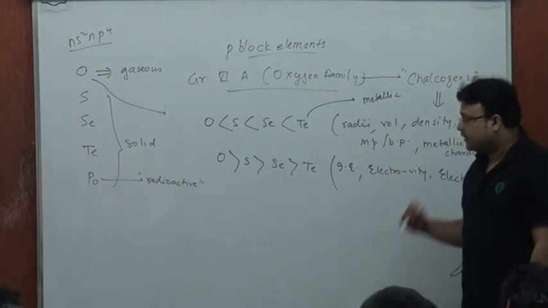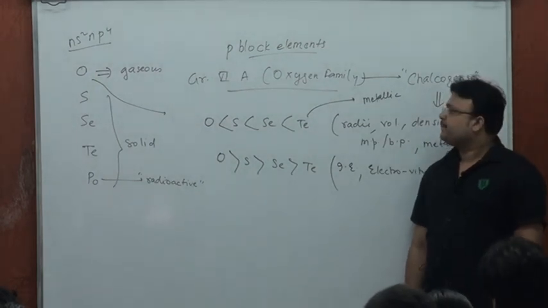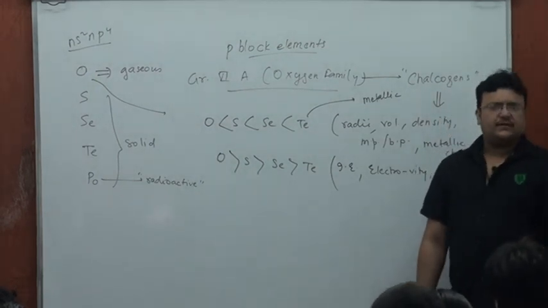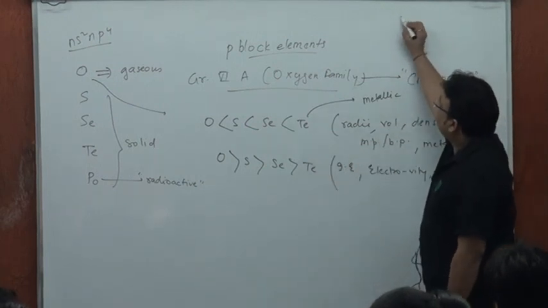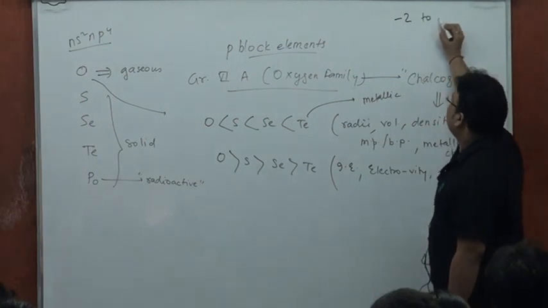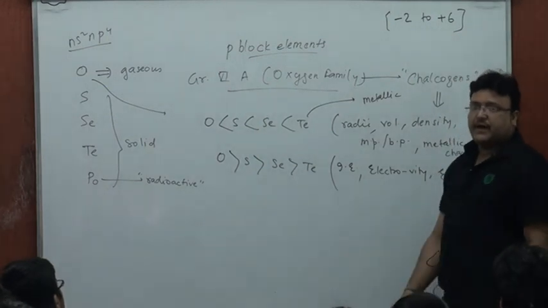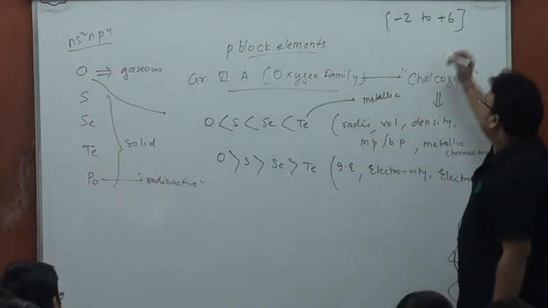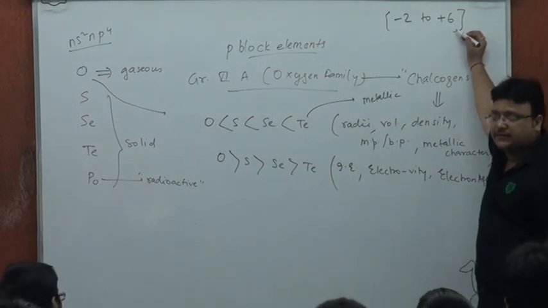Now talking about their oxidation states, like other groups, the minimum oxidation number would be group number minus 8, which is -2. The maximum oxidation number would be the group number, which is +6. So the oxidation number will be between -2 and +6. Again, you realize +6 will not be possible for oxygen due to absence of d orbitals.